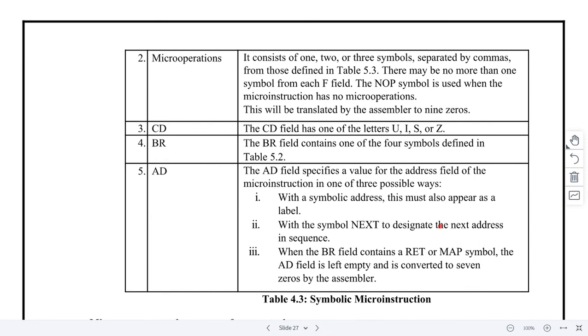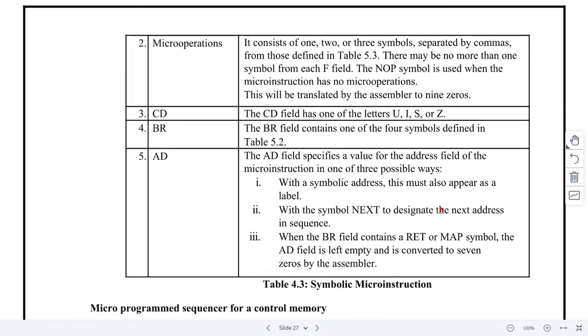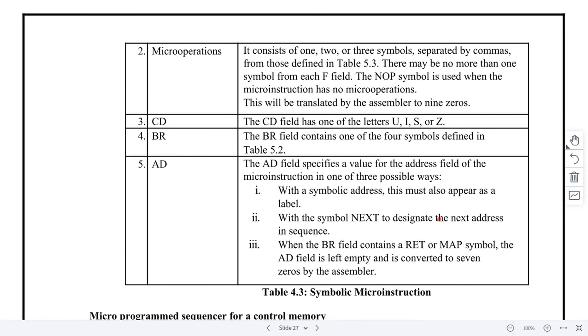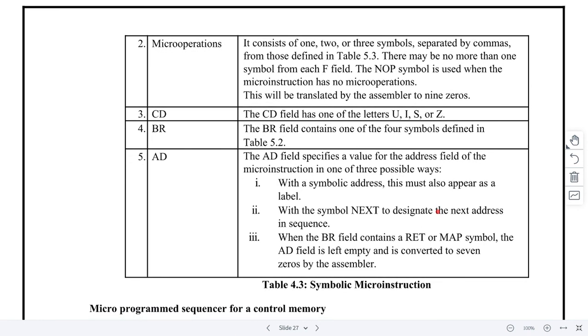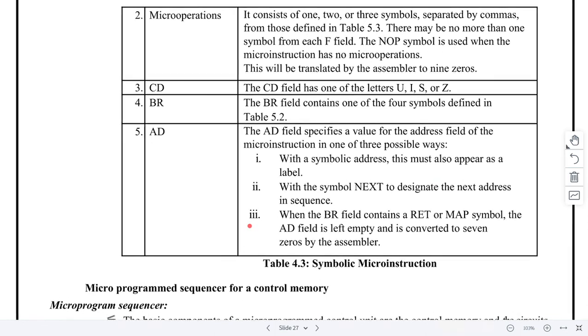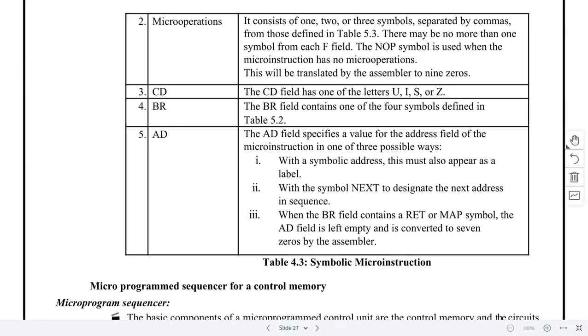There may be no more than one symbol from each F field. The NOP symbol is used when the micro instruction has no operation. This will be translated by the assembler to the 9 zeros. So the CD field has one of the letters U, I, S or Z.